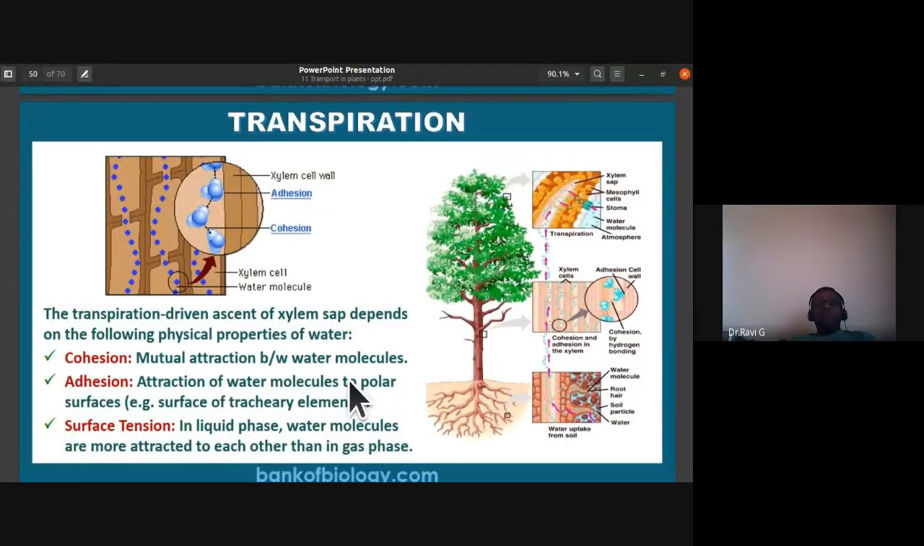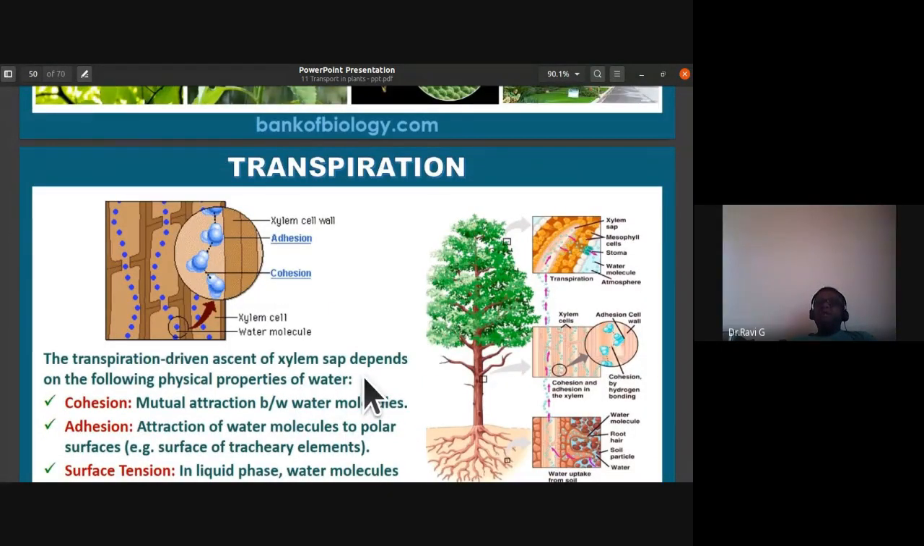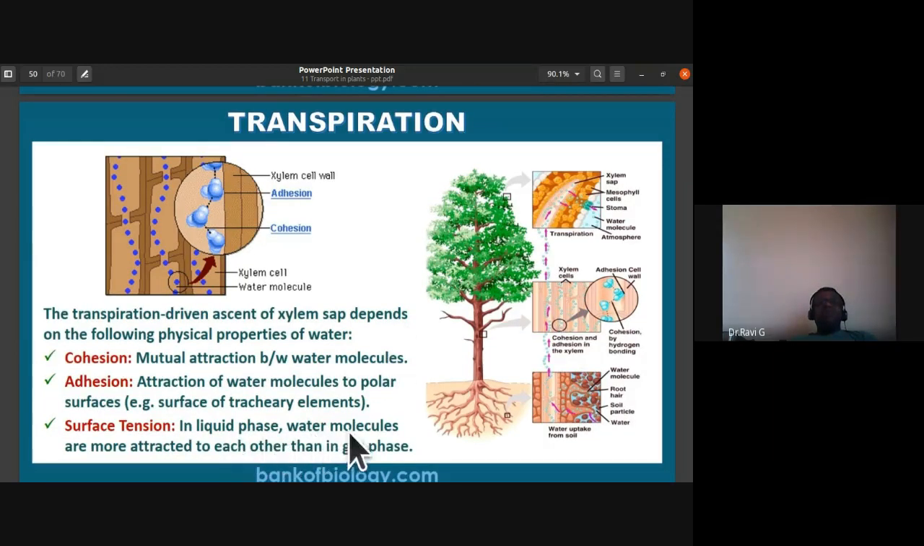So the transpiration-driven ascent of xylem sap depends on the following physical properties of water: cohesion, the mutual attraction between similar molecules, that is water molecules; adhesion, the attraction of water molecules to polar surfaces, for example the surface of tracheary elements; and surface tension. In the liquid phase, water molecules are more attracted to each other than in the gaseous phase. So the surface tension will be more in the liquid phase.